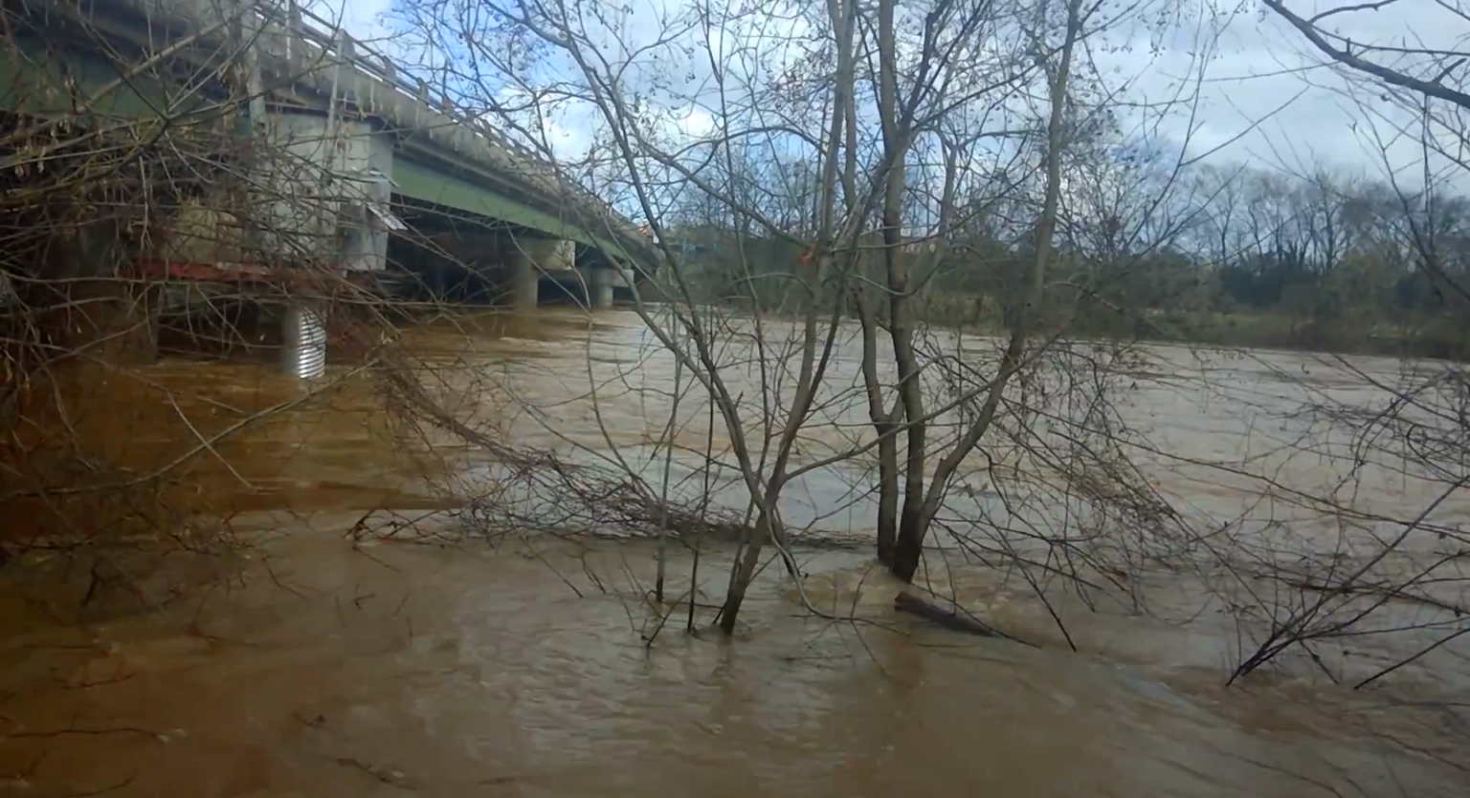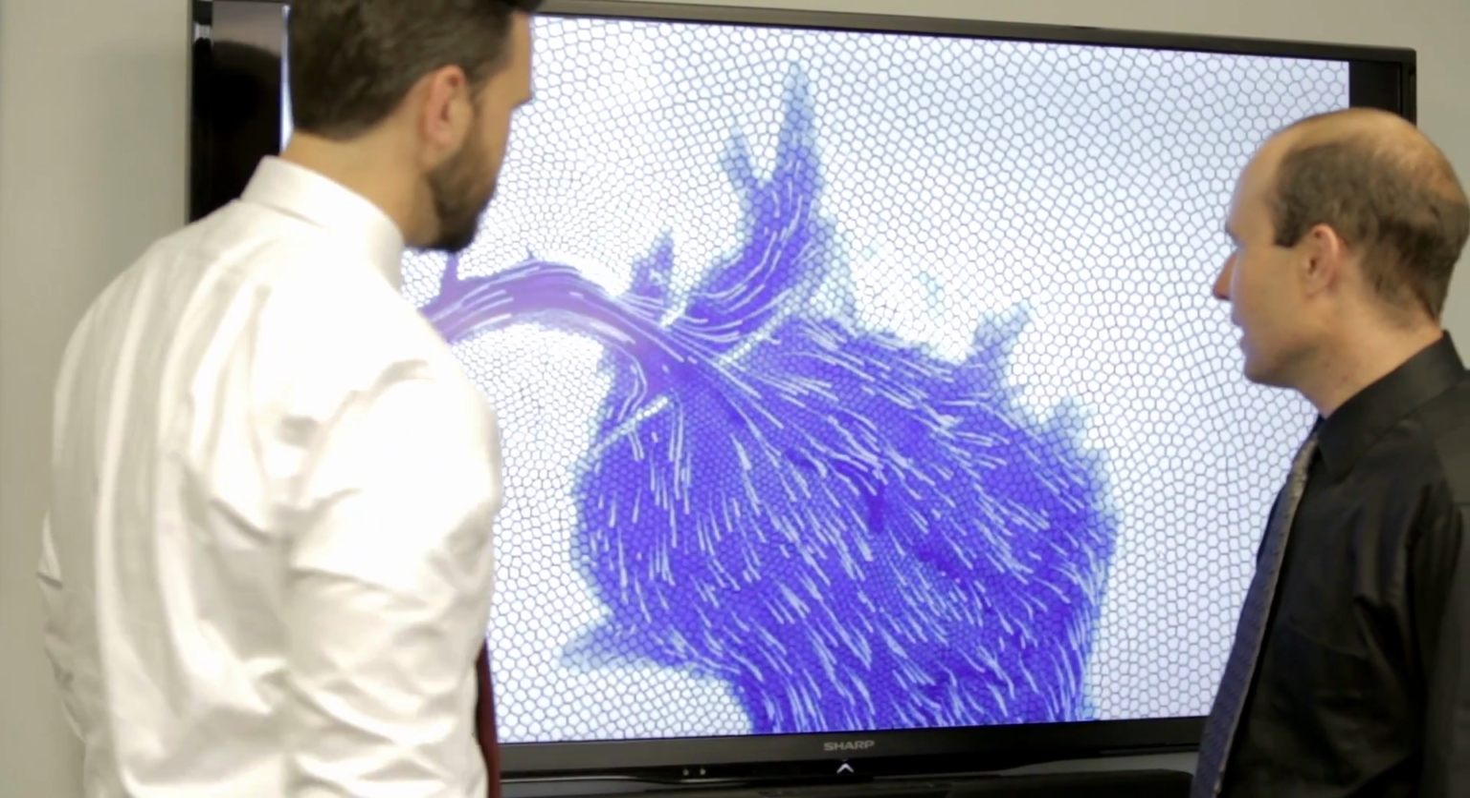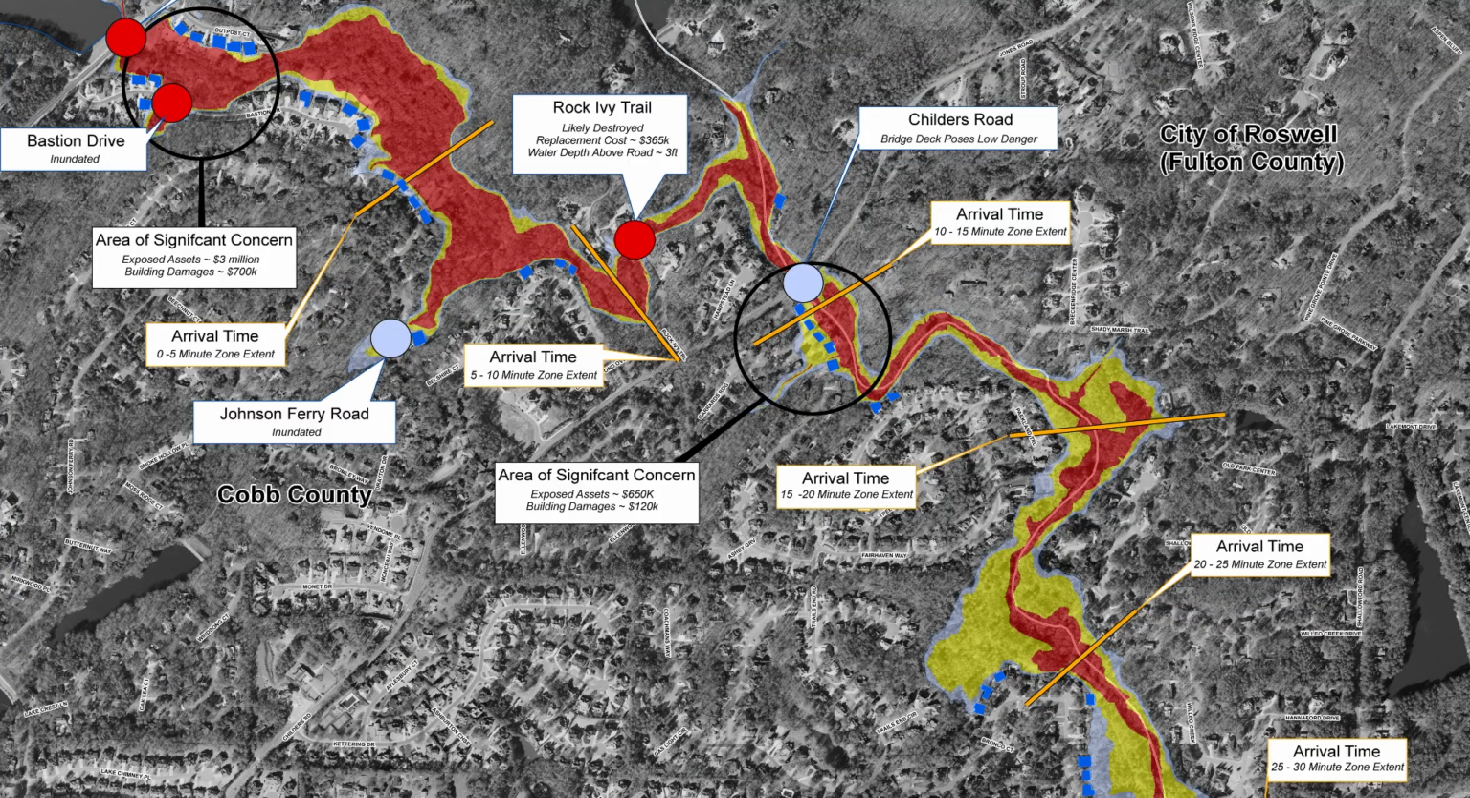So hydraulic modelling is the application of fluid dynamics to simulate the movement of water. We use hydraulic models to determine the extent of a floodplain and the probability of a flood occurring. We use hydraulic models to simulate what would happen if a dam failed. And with that information, we can determine how far the extent of the inundation goes and how fast it's going to be, so that we can prepare evacuation maps and emergency action plans.